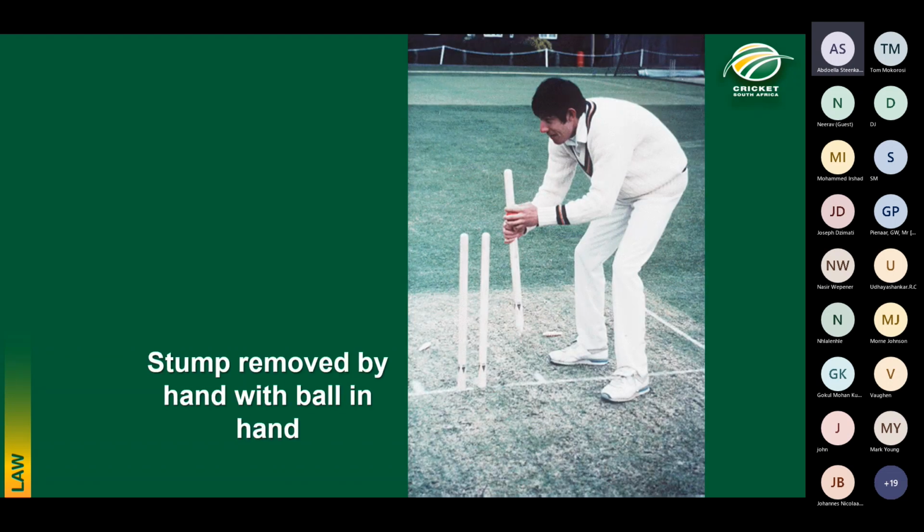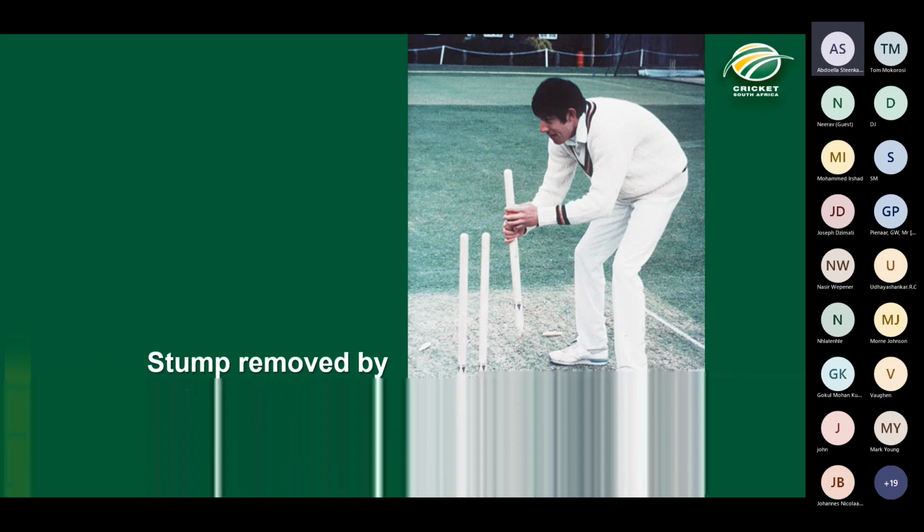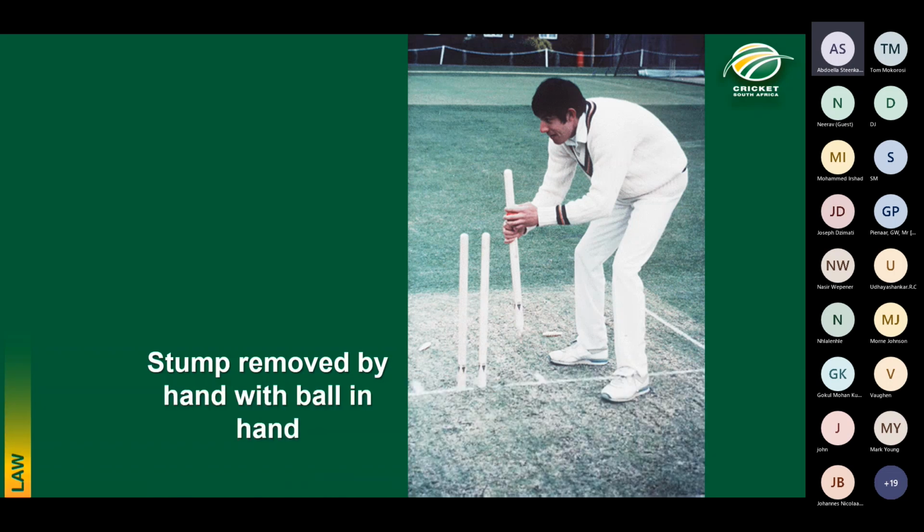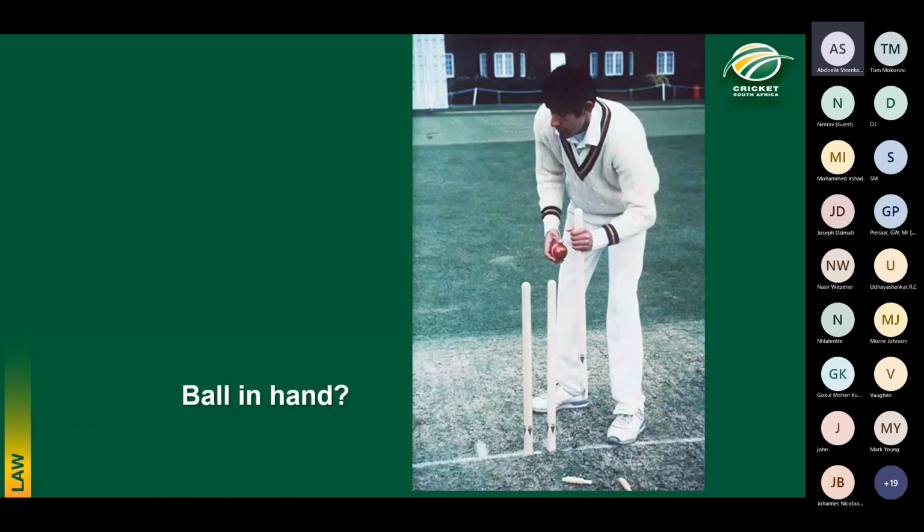Ball needs to be in one hand, stump in the other. It needs to be together like in this picture. This is the correct method to put the stumps down. If the wind blew off the bails while the ball was still in play, this is the incorrect method.